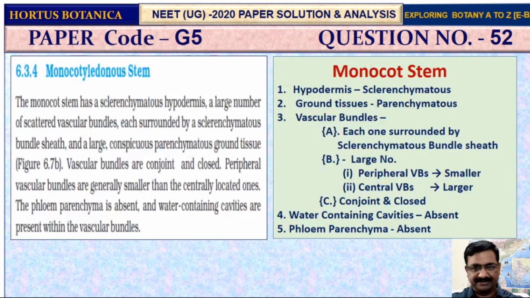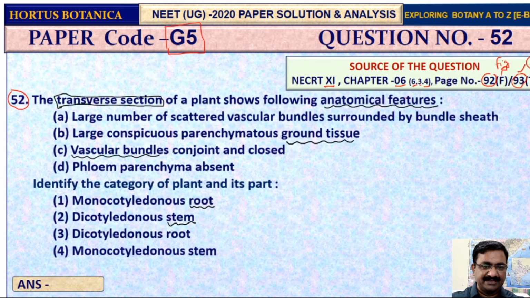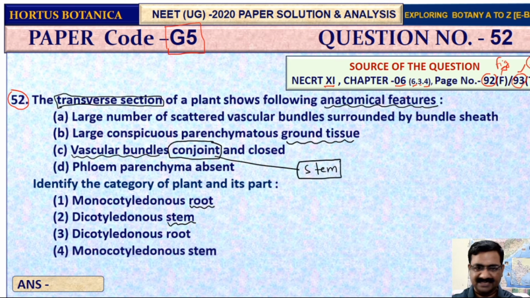So see what the question has. It is given as conjoint. If conjoint is given in the question, it indicates that it is not talking about root, but only about stem. This is confirmed: we have no search about root, either dicot or monocot. So now we have two important options for selection, either dicot stem or monocot stem.